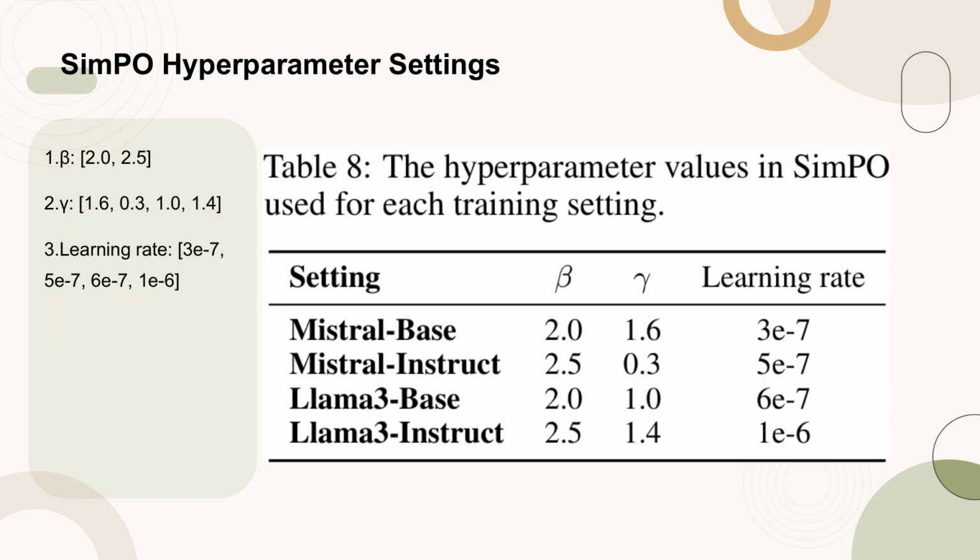Table 8 details the hyperparameter values used in the SimPO method across different training settings. The settings include Mistral base, Mistral instruct, Llama 3 base, and Llama 3 instruct. Key hyperparameters such as beta and gamma vary across these settings, with beta values ranging from 2.0 to 2.5 and gamma values from 1.6 to 0.3. Additionally, the learning rate is specified for each setting, ranging from 3 times 10 to the power of -7 to 1 times 10 to the power of -6. These hyperparameters are crucial for the performance of the SimPO method in preference optimization tasks.